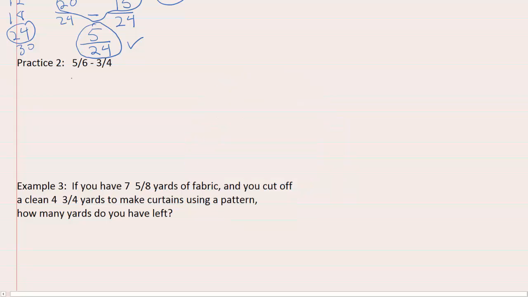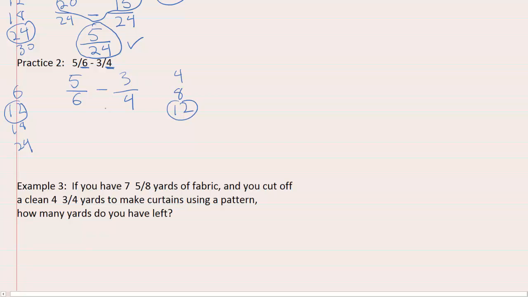Okay, so here we've got 5/6 minus 3/4. Okay, so neither of these are mixed numbers, so I'll just go on to finding a common denominator. My multiples of 6 are going to be 6, 12, 18, 24. My multiples of 4 are going to be 4, 8, 12. Aha! There's a match. 12 over here, 12 over here.